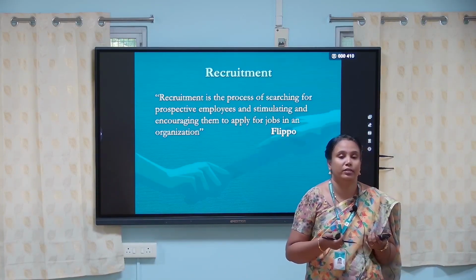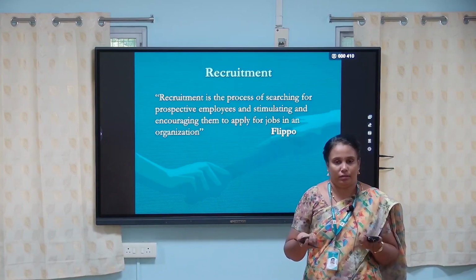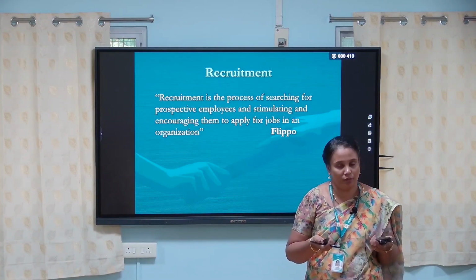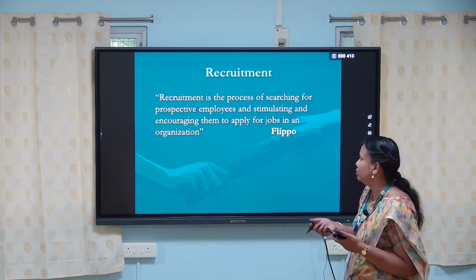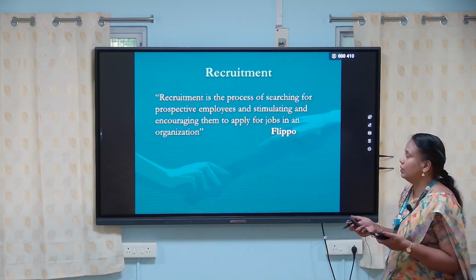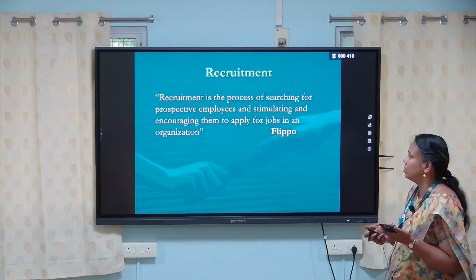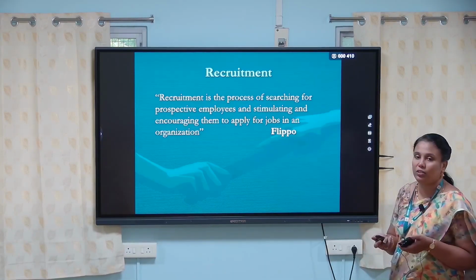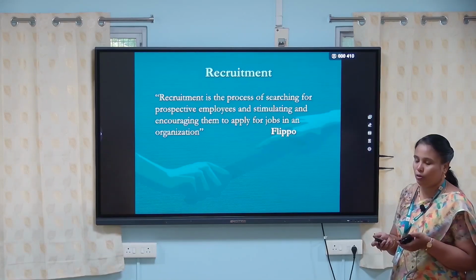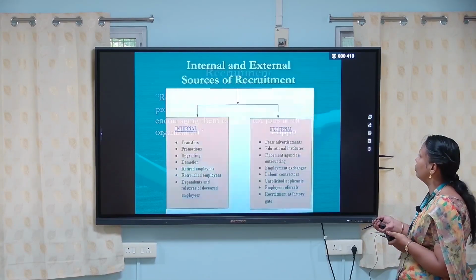Recruitment is a process by which the organization stimulates or motivates employees to apply for a job in the organization. That is what Edwin Flippo has given in his definition: recruitment is a process of searching for prospective employees and stimulating and encouraging them to apply for jobs in an organization.